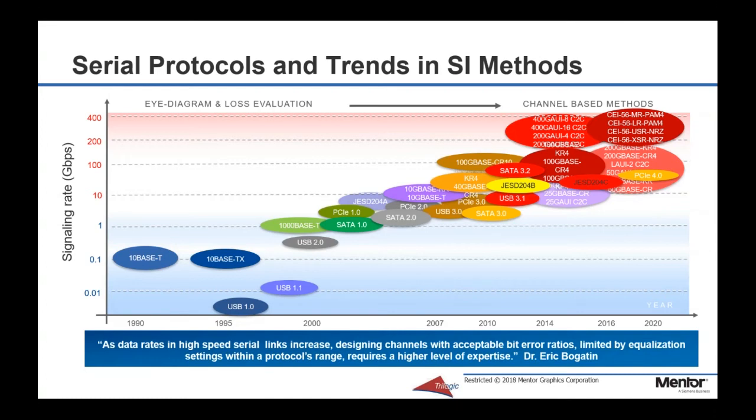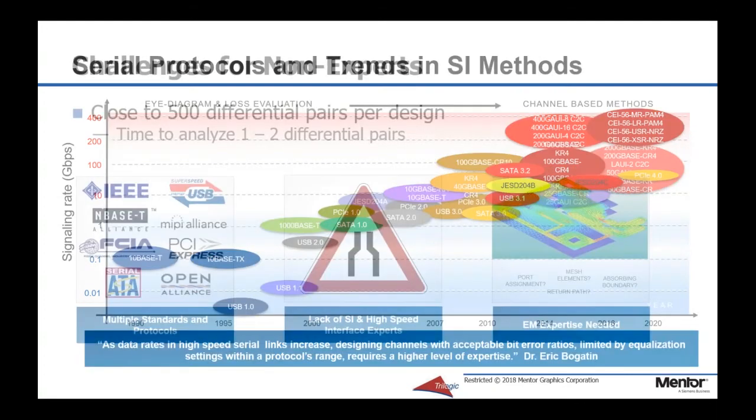With the increase in data rates, there is also a shift in the type of analysis from eye diagram and loss evaluation at the lower speeds to channel-based methods at the higher speeds. Channel operating methods simulate quickly and do not rely on vendor-provided buffer models. They allow one to make trade-offs among loss, reflections, crosstalk, and device specifications.